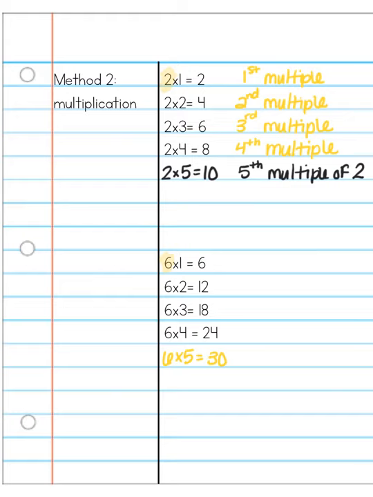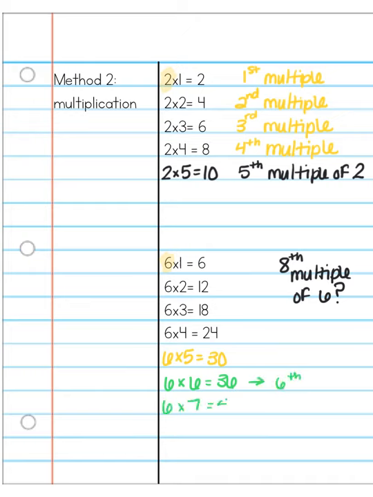What do you think the eighth multiple of 6 is? To find this, I would have to do the sixth multiple and the seventh multiple as well. So 6 times 6 is 36. That would be the sixth multiple. 6 times 7 is 42. That would be the seventh multiple. And 6 times 8 is 48. So that would be the eighth multiple. So 48 is the eighth multiple of 6.